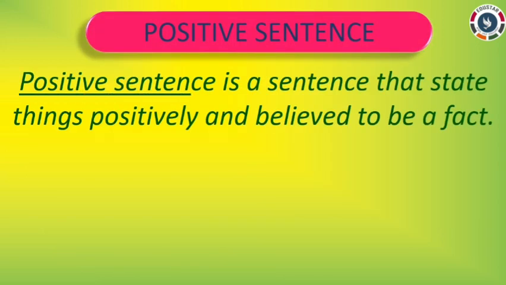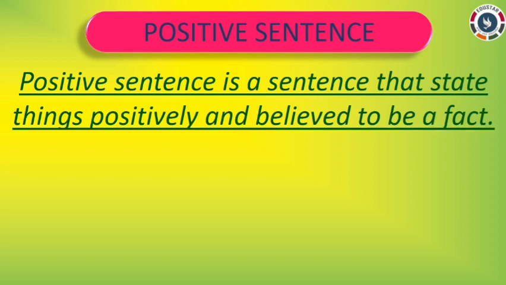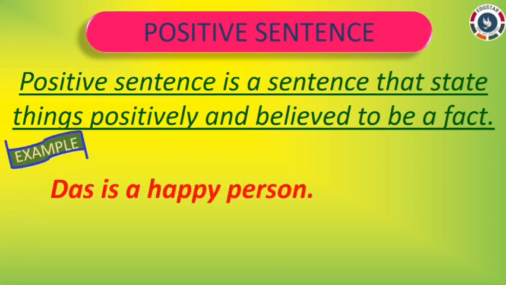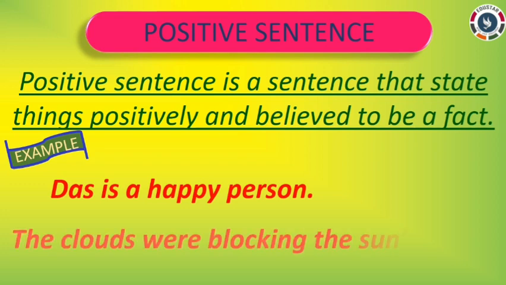A positive sentence is a sentence that states things positively and is believed to be a fact. For example, Das is a happy person. Here you can see that it tells something positive about the person Das. The clouds were blocking the sun's rays. Here, this sentence tells us about the fact which is happening.